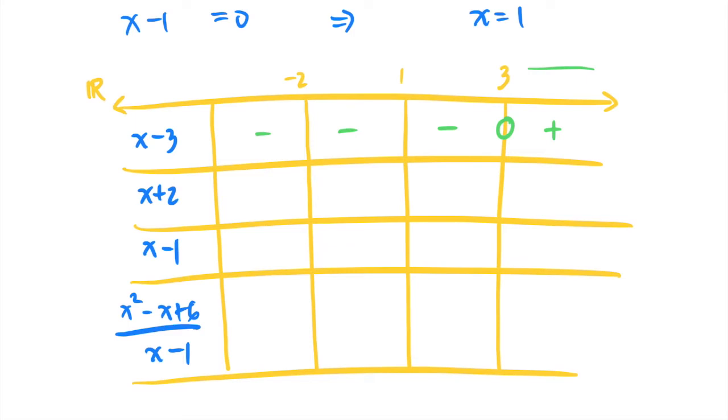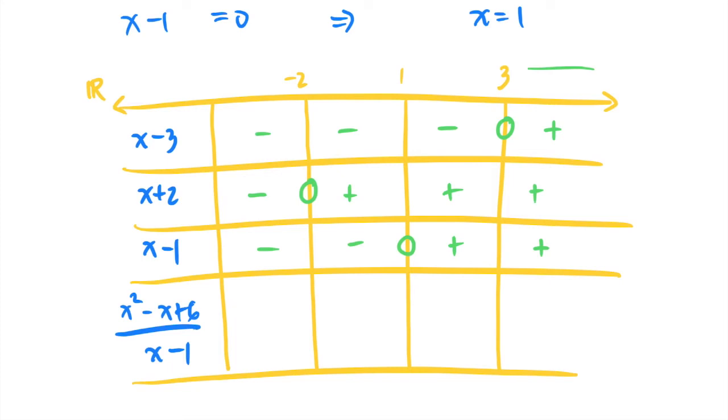We apply the same procedure for x plus 2. Its 0 is found at negative 2. And on the right of negative 2, we see that this becomes positive. And on the left of negative 2, this results in negative. Meanwhile, for x minus 1, its 0 is found at x equals 1. On the right of that number, we see that the expression simplifies to positive values and negative for the left of that number. Now, let me put an emphasis on this before we proceed to the next step.